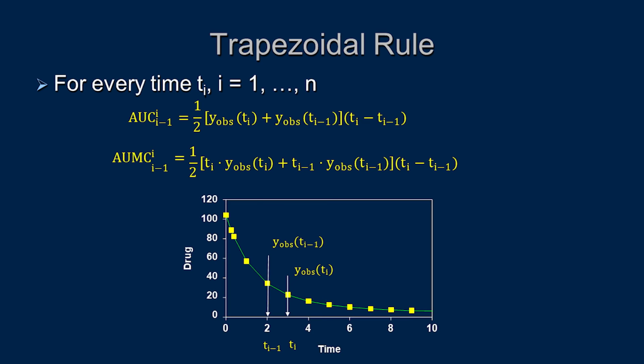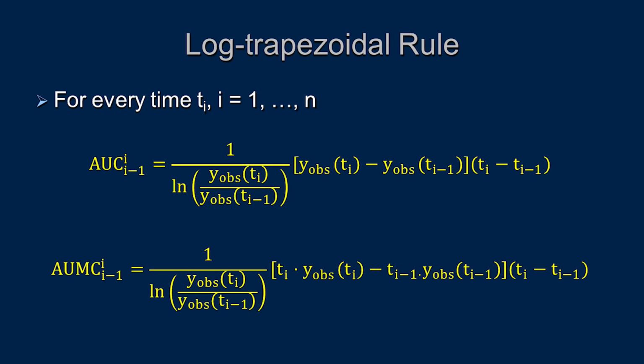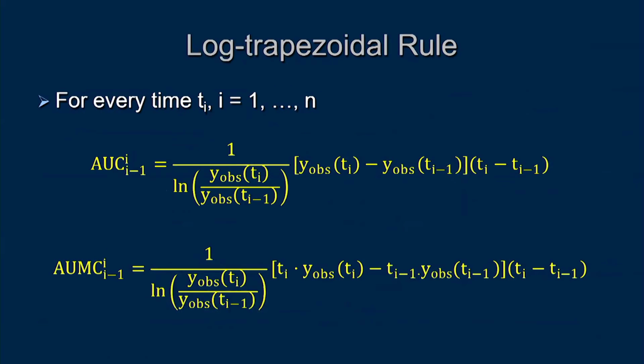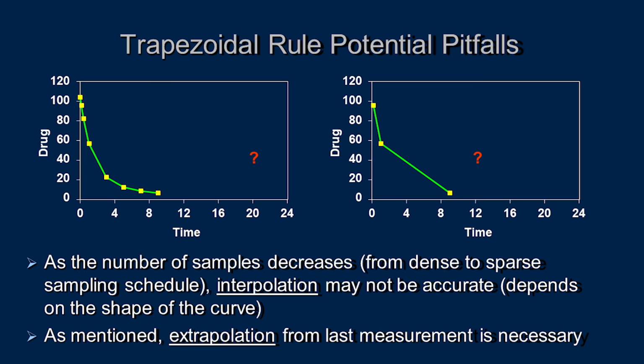For curves that have a different pattern of change, for example, rising and falling, log trapezoidal is a little bit more useful, but this is just math, and I think suffice to say that there are ways to estimate the area under the data that we measure, right? It can be as simple as calculating the area under each trapezoid and then summing them up. And then, of course, I need a way to extrapolate further, right? So extrapolation is always necessary.